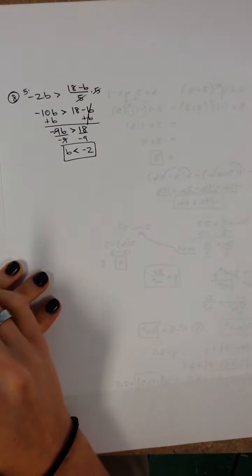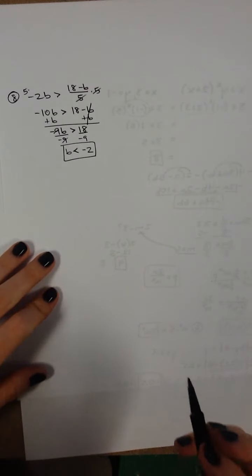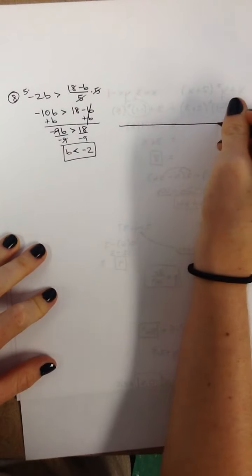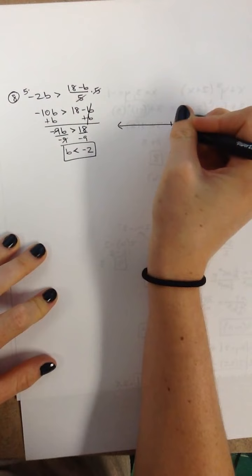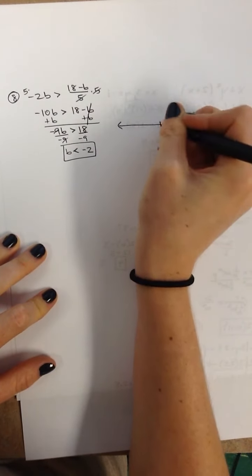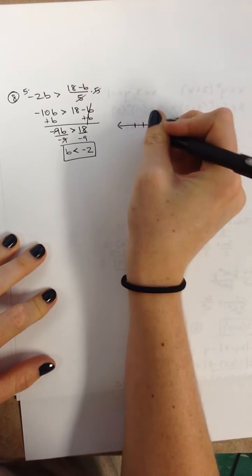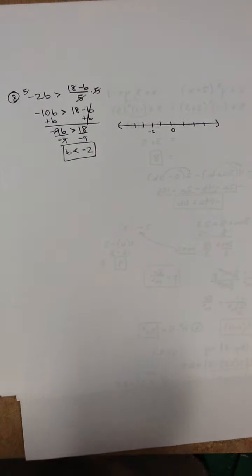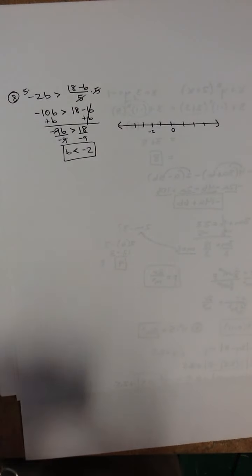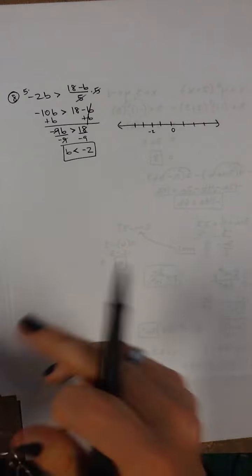We were also asked to graph the solution set on a number line. So we'll start with a nice blank number line here. Here's 0, and negative 2 is my number of interest right here. Two things that you need to remember for a number line: open or closed circle, and shading to the left or to the right.